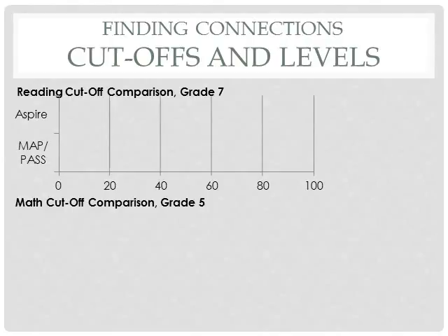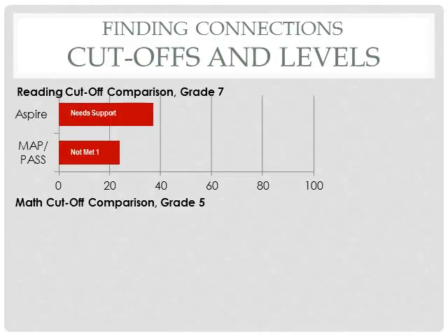We're going to have our Aspire readiness levels on the top and the MAP PASS achievement levels on the bottom part of this graph. The reason I put MAP/PASS is because a connection has already been made between MAP and PASS, where MAP uses percentiles to determine where they would have fallen on PASS. So you'll understand in a minute.